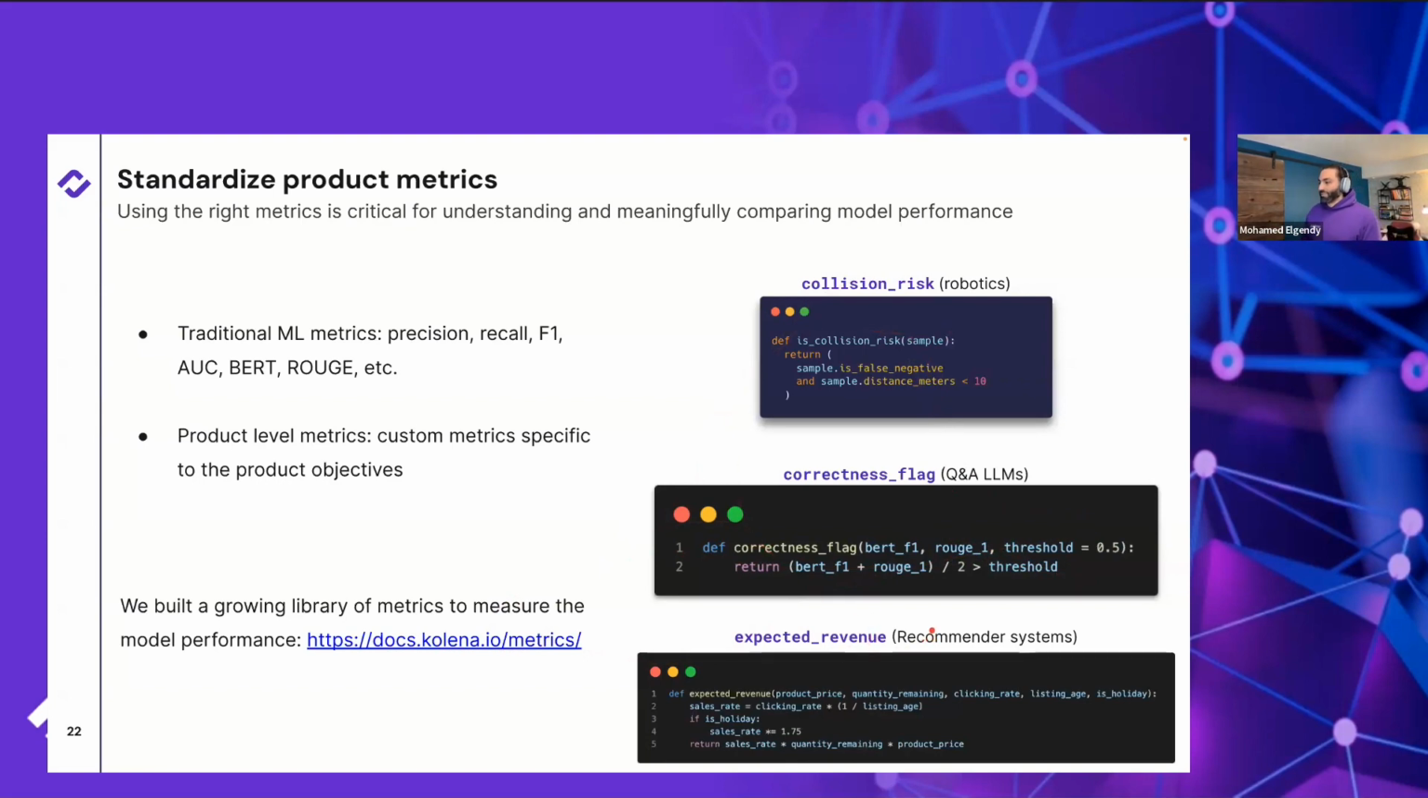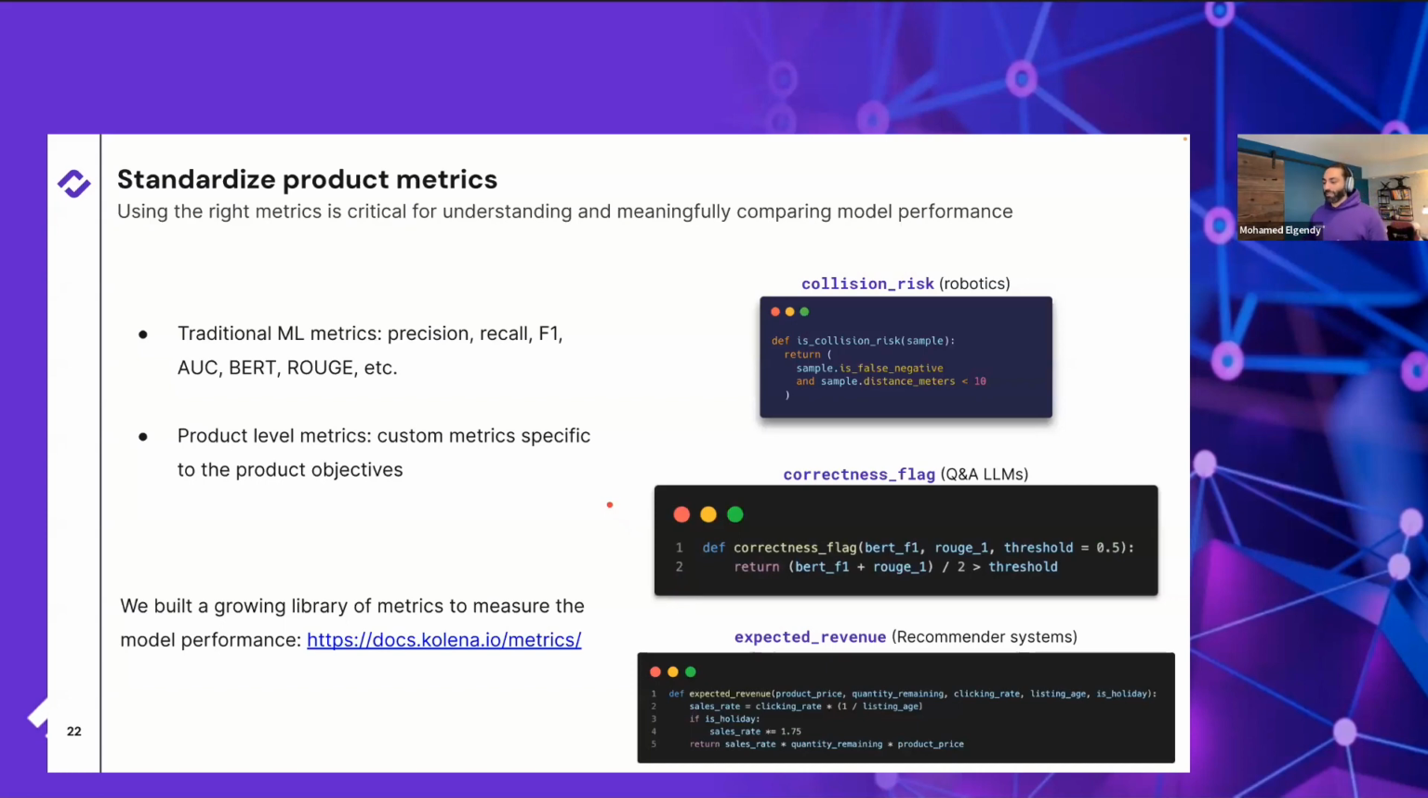Expected revenue if you're building recommender systems. Recommender systems, again, you're looking at precision, recall, AUC score, and others. But a better way to look at it is the expected revenue, because some model may be performing lower in score, performing poorly on cheaper products, but it's better at more expensive products. So when you're building a recommender system, to make an informed decision, you don't want to just look at the model performance from the machine learning perspective. You want to look at the model performance from the product perspective, from the business perspective. And in this expected revenue method, we took into consideration the product price, quantity remaining, click-through rate, and so on.